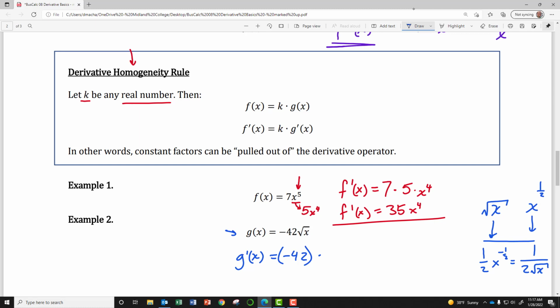So, leaving the negative 42 alone, or multiply times 1/2, and then x to the negative 1/2 power. Well, negative 42 divided by 2 would be negative 21. So you could write negative 21 over square root x. And so these are different ways to represent the same idea.